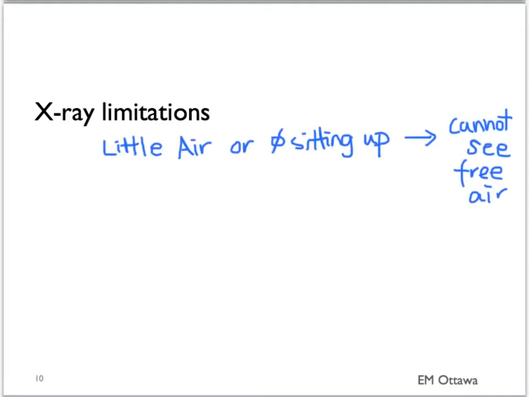The second limitation of X-ray is that even if we see free air, all we know is that there is a perforated viscus. It is a very quick way to confirm the diagnosis, but it does not tell us where the perforation is.